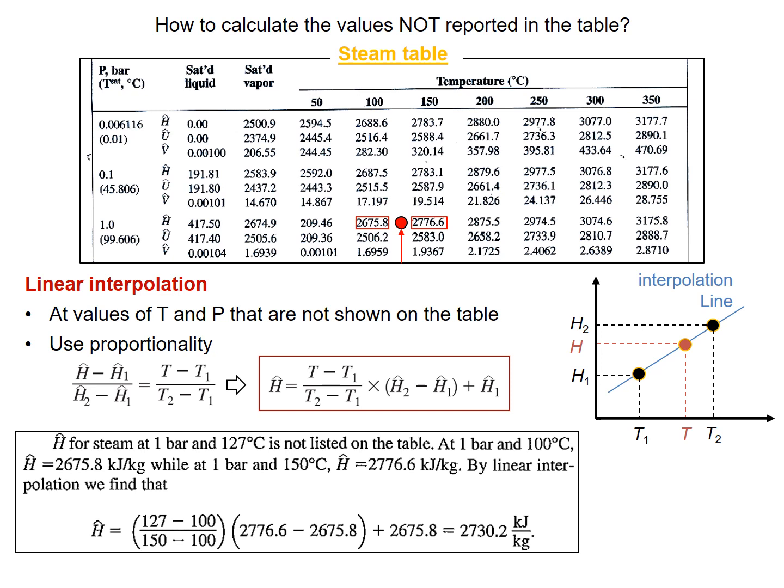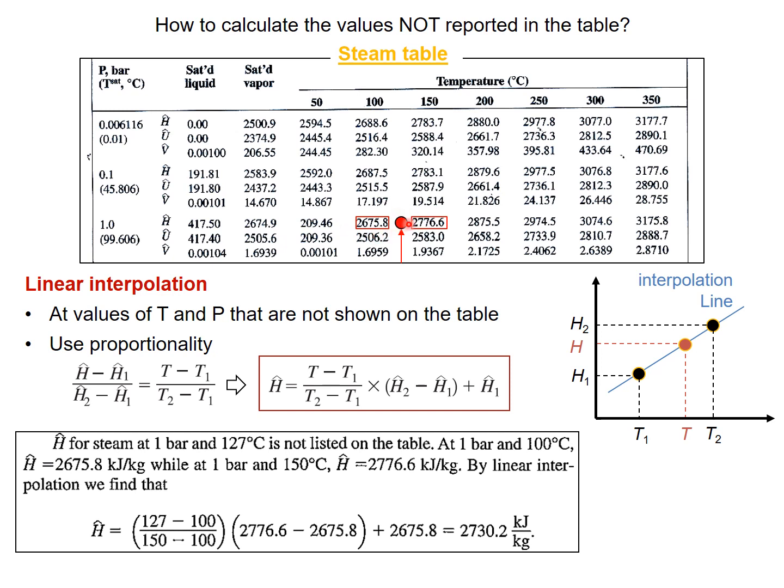How to calculate the values not reported in the table? In that case, you could use linear interpolation. For example, here is the steam table. I have captured a portion of the steam table. Then you want to obtain the value of enthalpy at 1 bar at 125 Celsius degree. So you should find some value between the enthalpy at 100 Celsius degree and the enthalpy at 150 Celsius degree at 1 bar. So how could you calculate it?